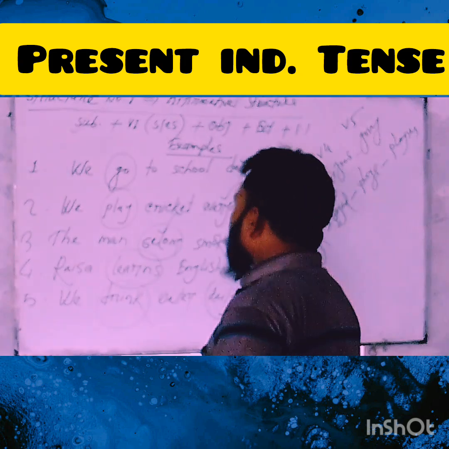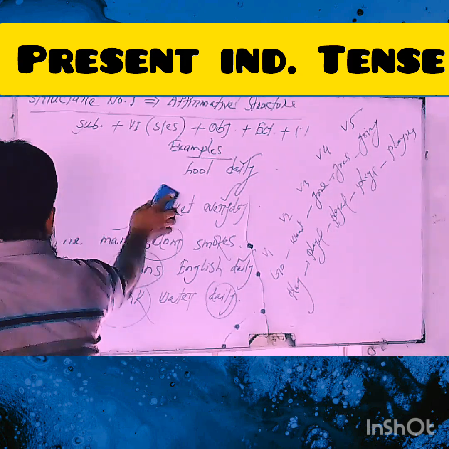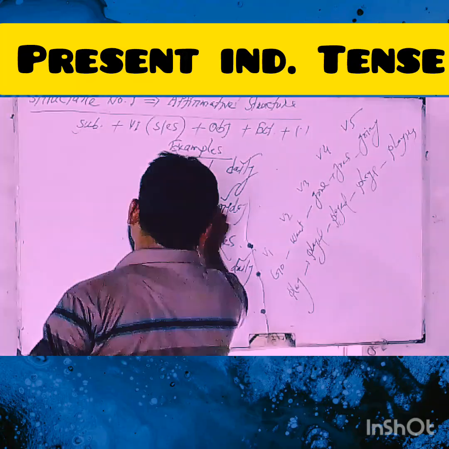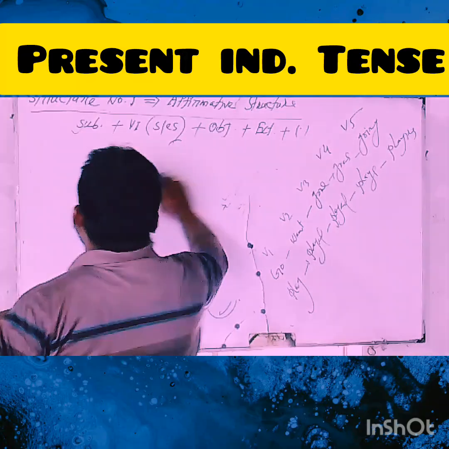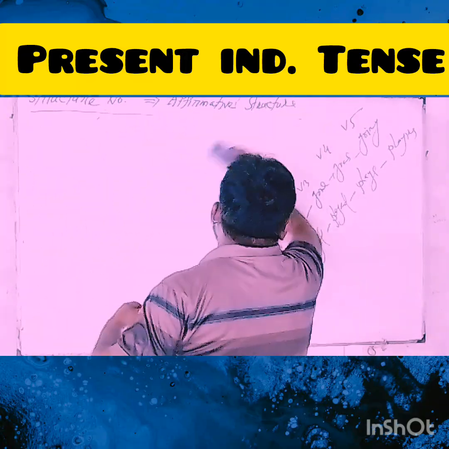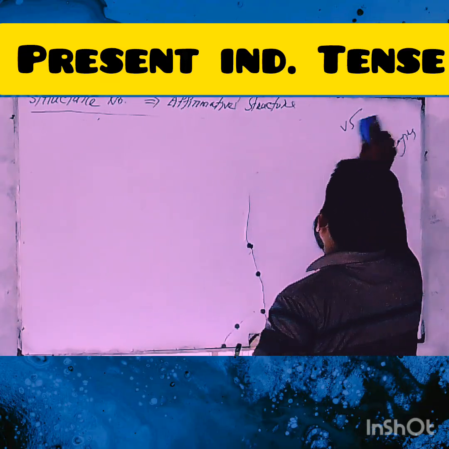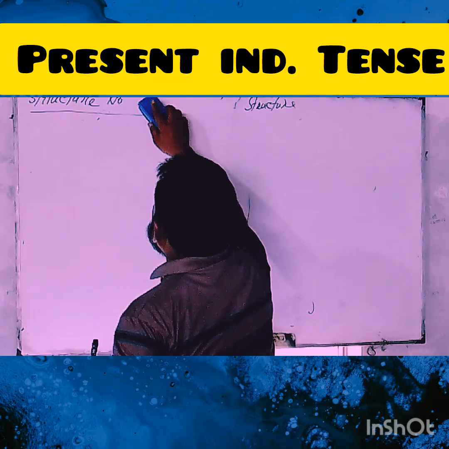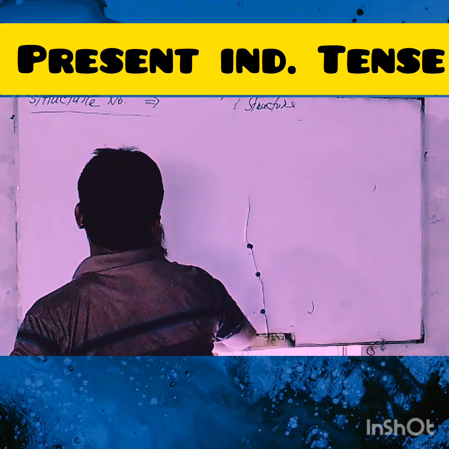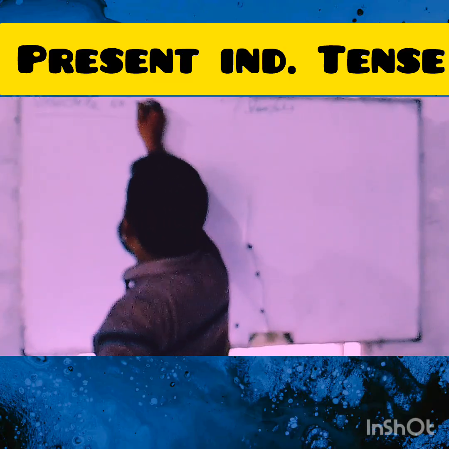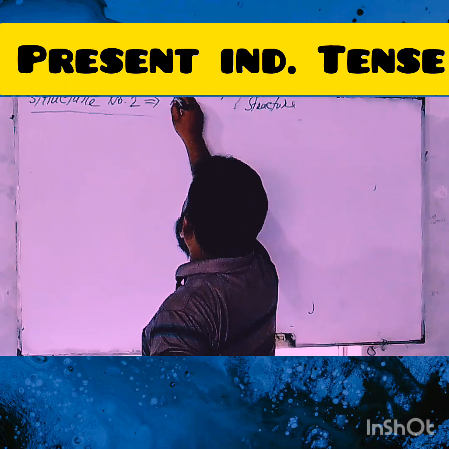Thank you very much, my dear learners. Now I'm trying to show you structure number two. You have to mind that structure number two is called the negative structure. Okay, my dear learners, take a look at the board and try to understand.